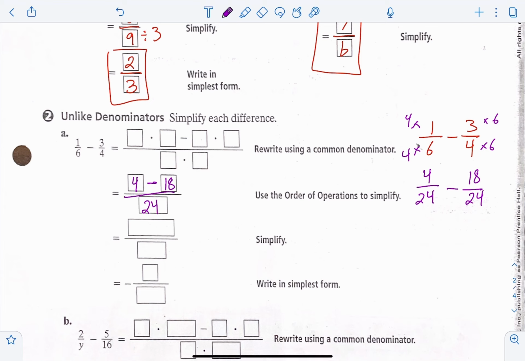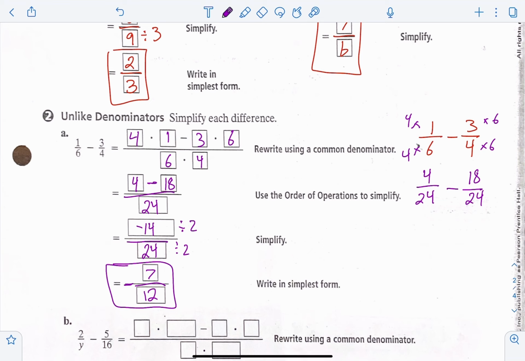They write that a little differently. So they have like 1 over 6 and 3 over 4 times 6 times 4. And it looks kind of weird. So Miss Keel prefers to write it like this. So you can write it either way, but they mean the same thing. Then you end up with 4 minus 18 over 24. That's going to be negative 14 over 24. Divide the top and bottom by 2, and you end up with negative 7 over 12 as your answer.